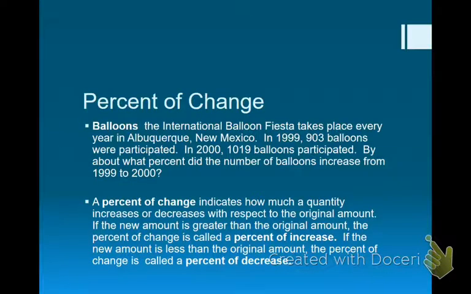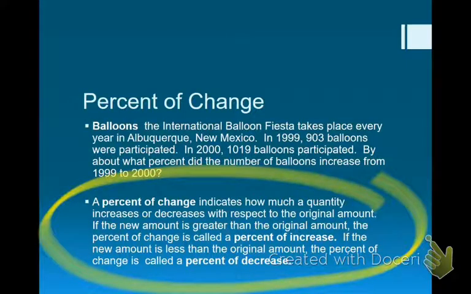All right, so percent of change. It gives us a scenario in the top section, which we'll read in a second, but I want to focus on this bottom paragraph. It indicates how much a quantity increases or decreases with respect to the original amount. So it's always going to be a comparison with the original amount. If the new amount is greater than the original, it's an increase. If it's less than the original, it's a decrease. So we're always comparing it to the original amount. We have to have that order in mind.